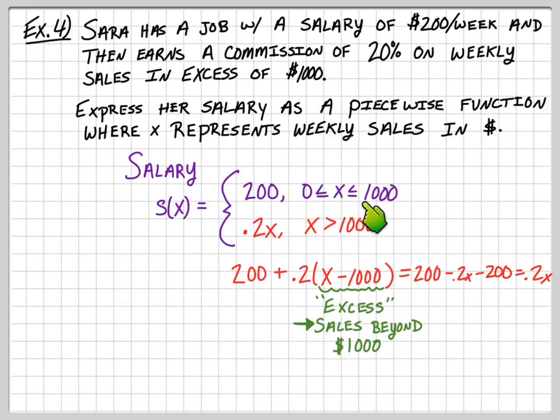So everything up to $1,000 is 200, and then everything bigger than 1,000, she just gets 20% of what she sold, which will still work out to be a better deal than the $200. So this company gives her an inclination to sell more than $1,000.